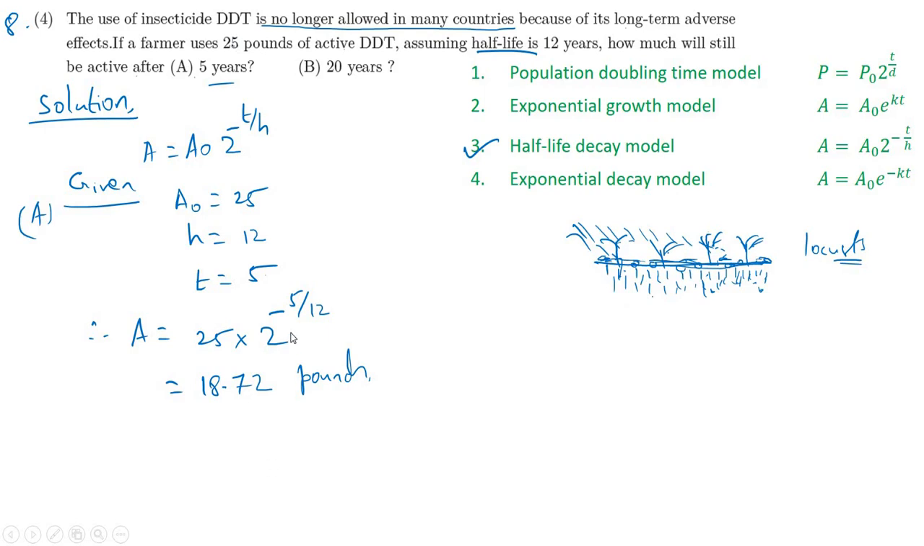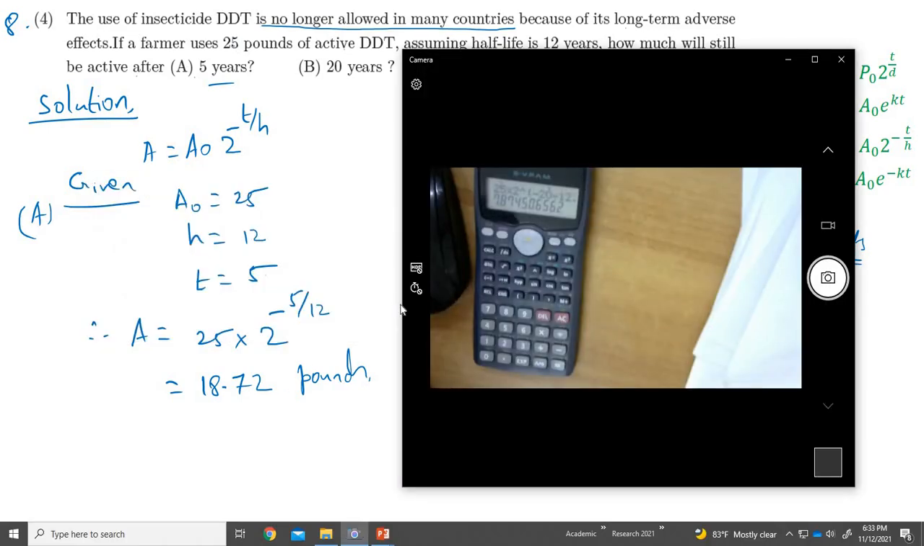That is the point you want to understand. In 12 years it will become half. Now in 20 years, it is reducing to even less than half of that. Do you understand? When we start, it is 25 pounds. It will go to half, 12.5, in how many years? 12 years. Now you have calculated for 5 years, t equal to 5: 18.72. I have calculated for 20 years, and it is 7.8.